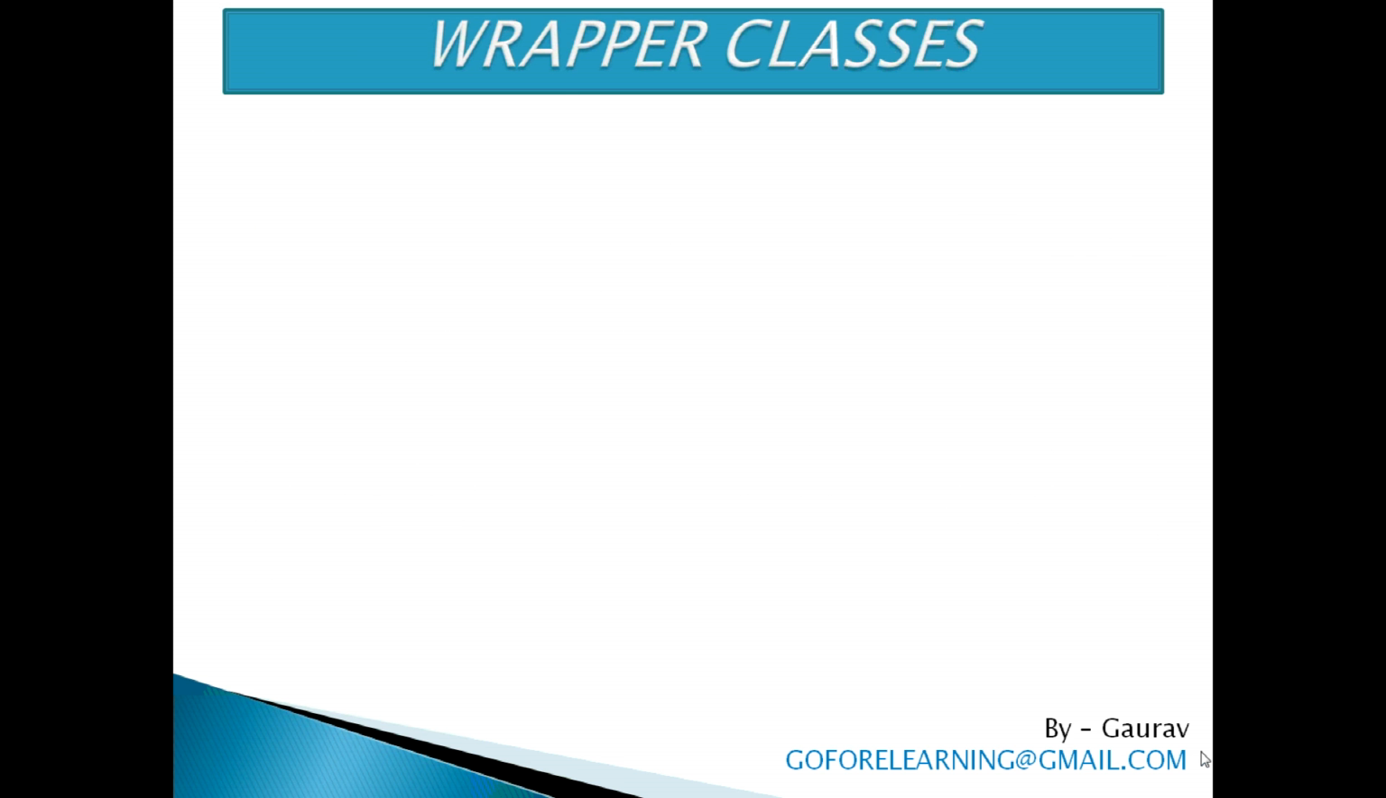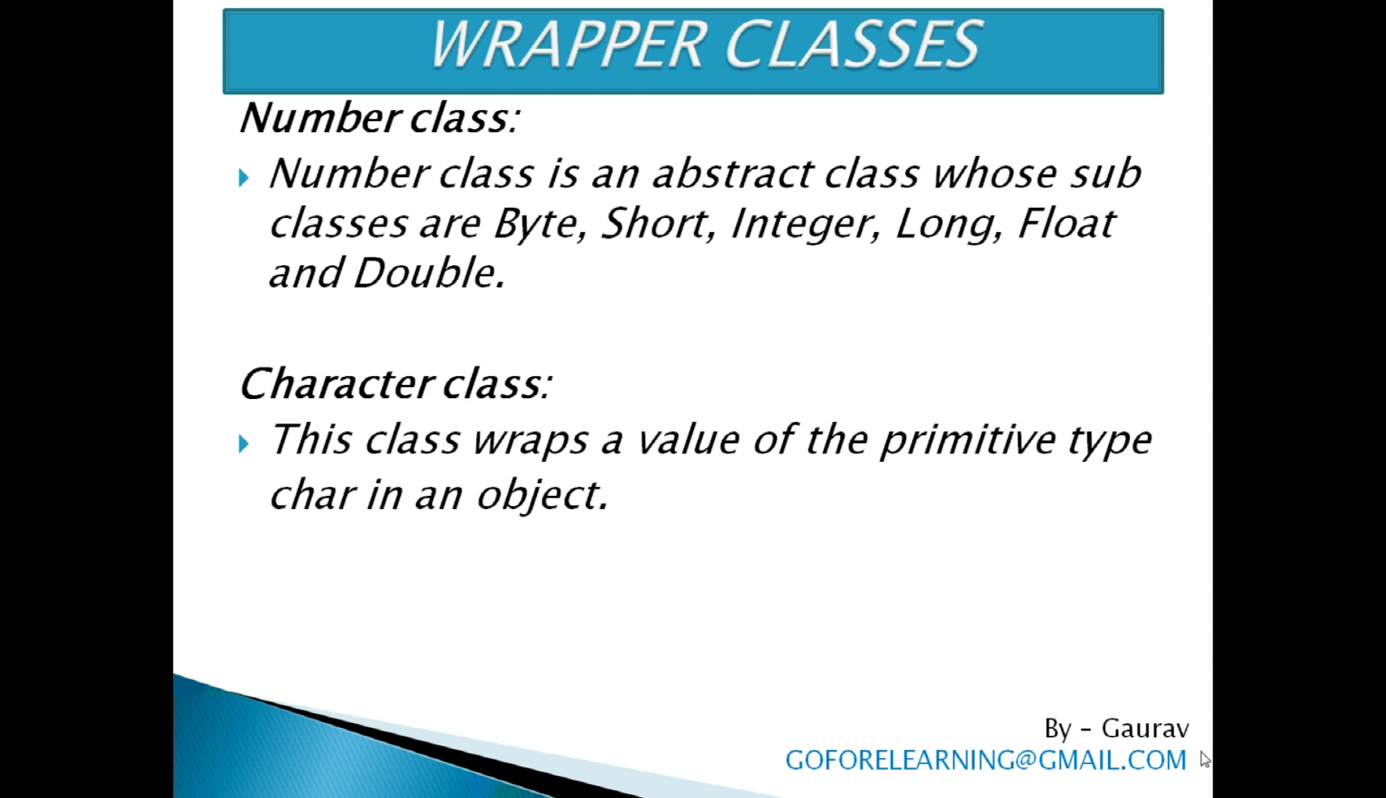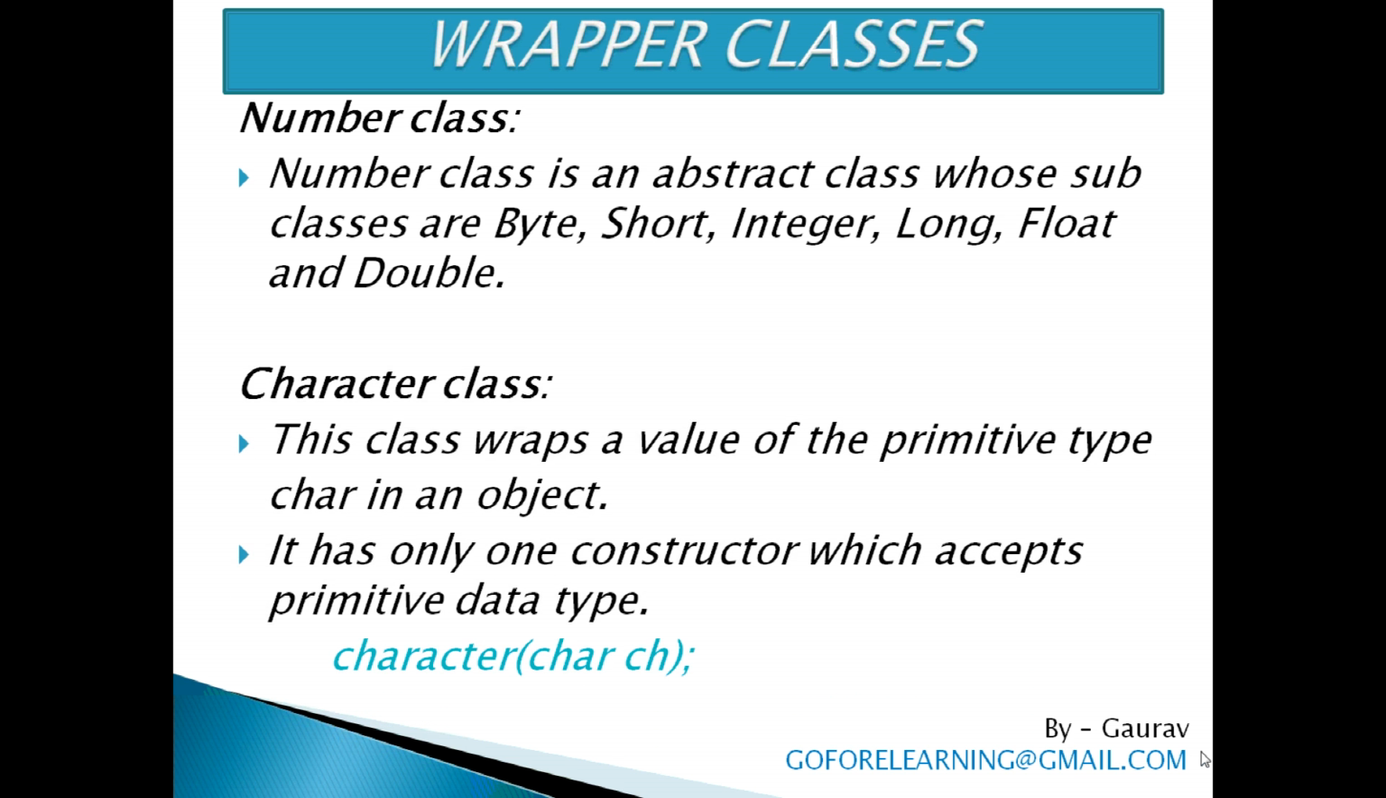So these wrapper classes are like the Number class. Number class is an abstract class whose subclasses are byte, short, integer, long, float, and double. So methods of the Number class are commonly available in all these subclasses. Character class. This class wraps a value of the primitive type char in an object. It has only one constructor which accepts a primitive data type.